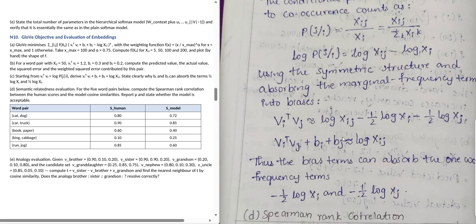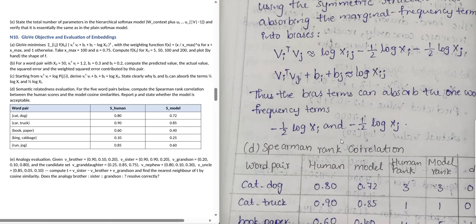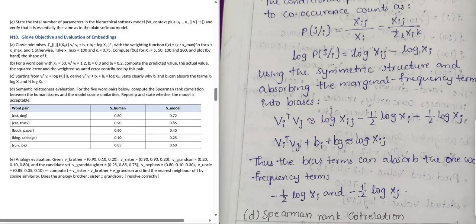Thus, the bias terms can absorb the one-word frequency terms, which are minus 1 by 2 log x_i and minus 1 by 2 log x_j. Here, v_i and v_j are the word vectors, b_i and b_j are the bias terms, and x_ij is the co-occurrence count. The logarithm reduces the effect of extremely large counts.